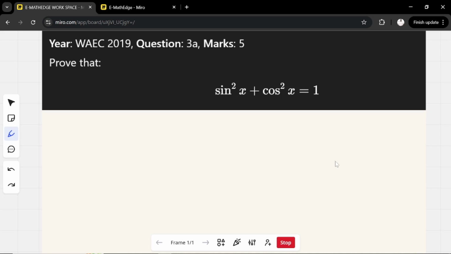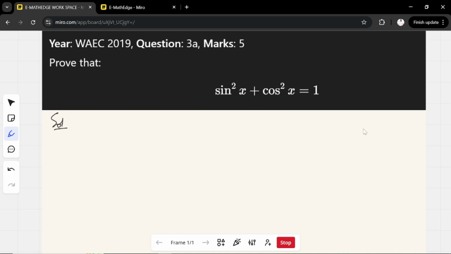So here we have the WAEC question for 2019, which is question 3A with a total mark of 5. We are asked to prove that sine square x plus cos square x is equal to 1. In most cases, x can be replaced with theta, so don't get confused. Either x or theta or any other variable is still the same. So we have to prove that sine square x plus cos square x is equal to 1. Let's get started. Let's write out the solution.